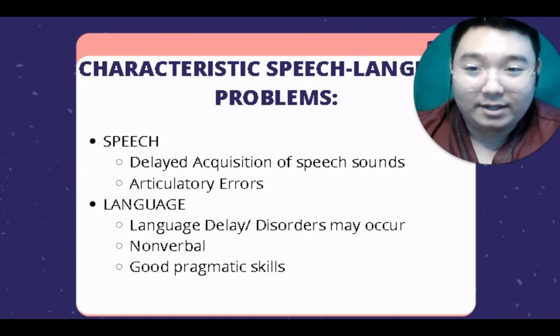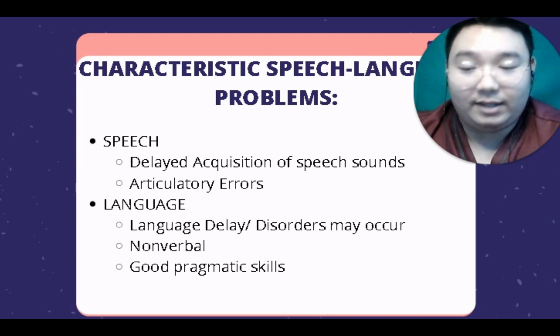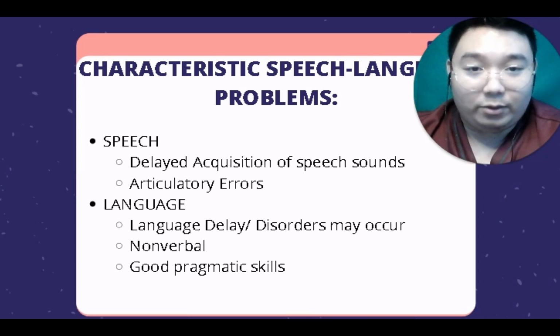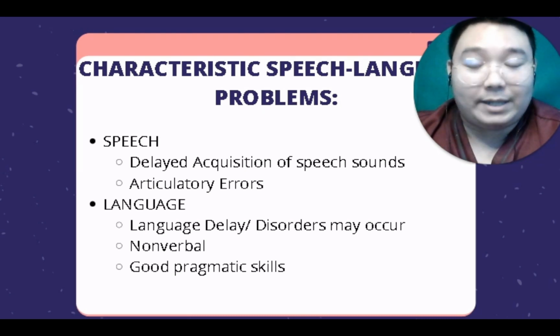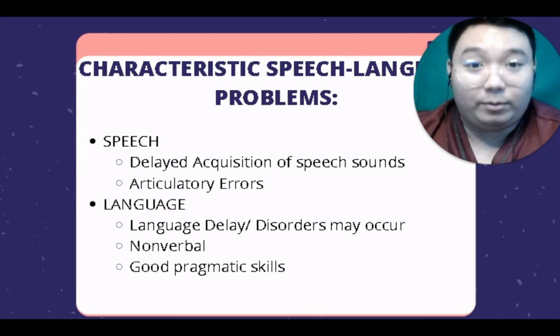Then next is good pragmatic skills. So here, what happens is the kids are very friendly, no? Usually if you talk with them, they will likely respond, or sometimes they will be the first one to interact with you. It's just that some of the kids with Down syndrome have difficulty expressing themselves, but this is not applicable to all, no?